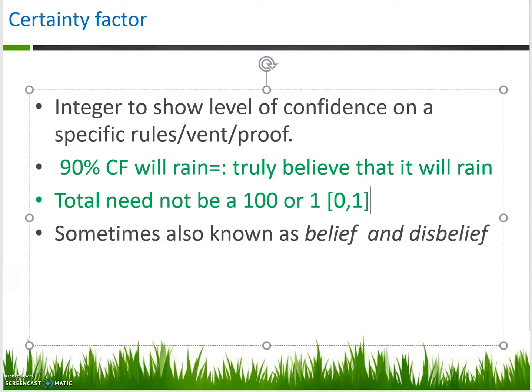Sometimes this is also known as belief and disbelief, the certainty factor or the confidence factor. So if I say that with a 90% certainty factor, it will rain, I can also say that, but I think 30% it will not rain. So it doesn't have to be 100.